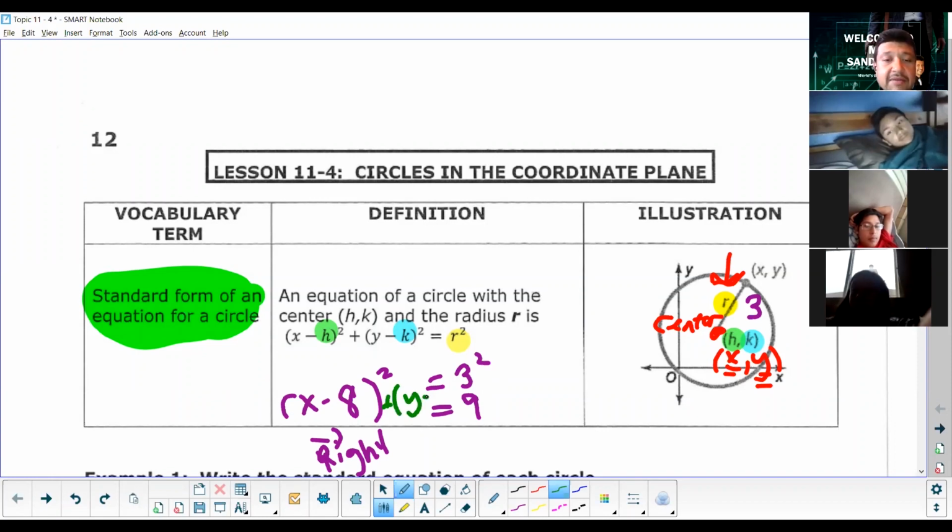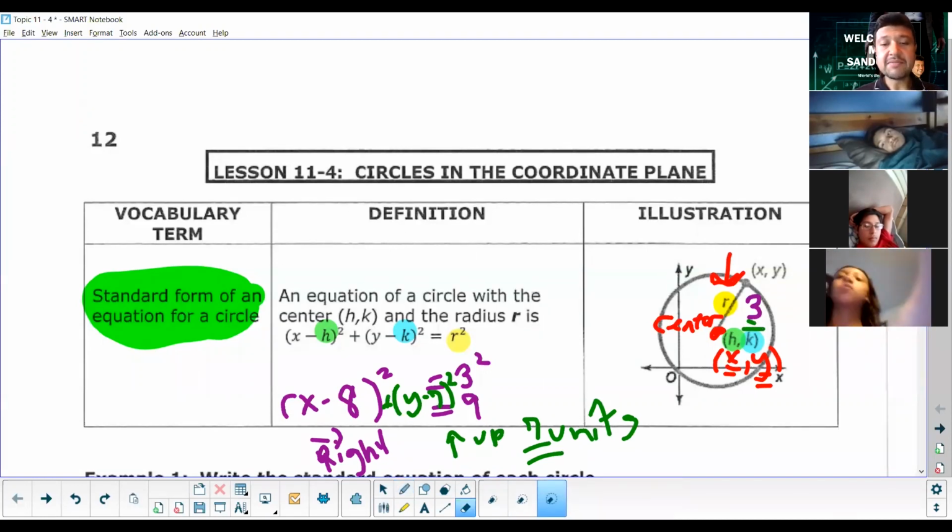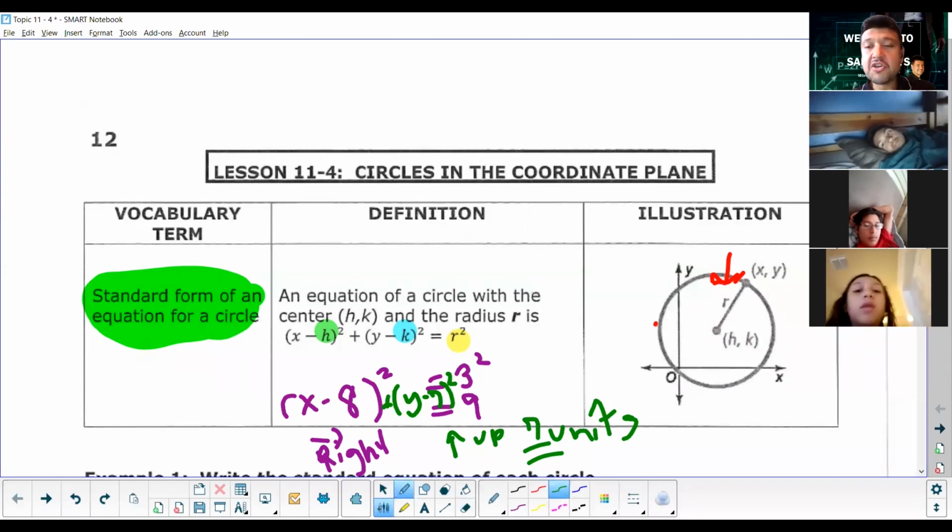For K, give me a number from 1 through 9. 7. Okay. So you just made this thing move up 7 units. So keep in mind that if this was our equation, the radius would be 3. Let me erase some things on here to make it look better. So this is what it would look like. Your center would be (8, 7), and your radius would be 3.